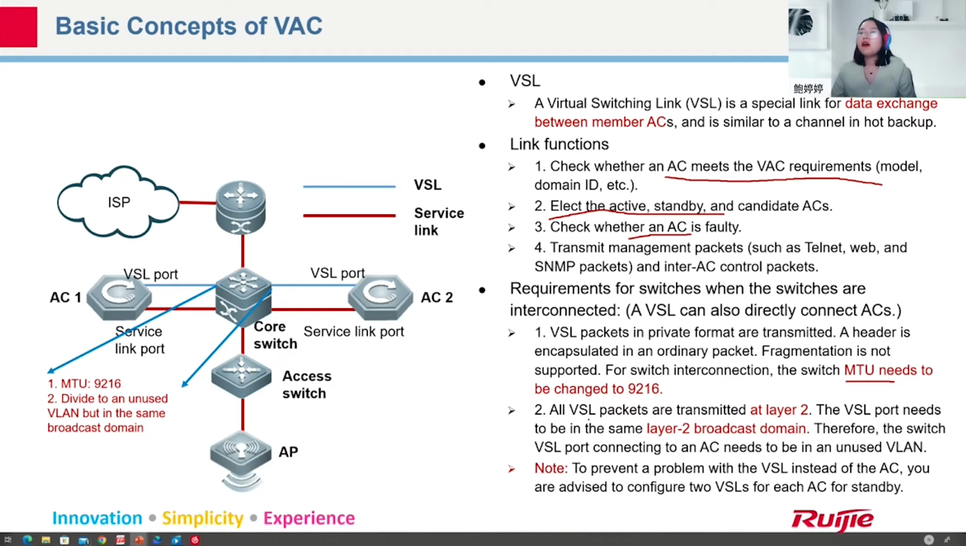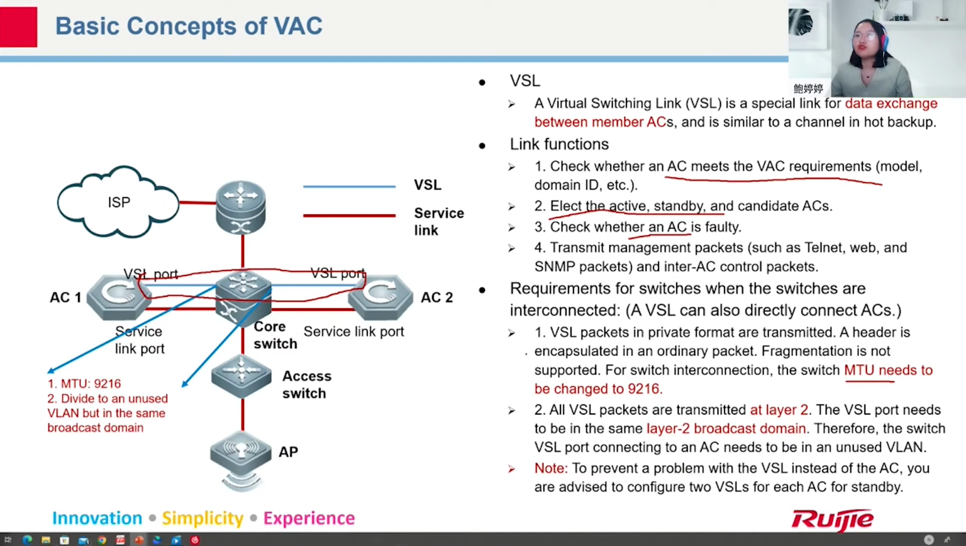And the other one: all the VSL packets are transmitted in a layer 2 network. So between them you have to design a VLAN specially for AC1 and AC2 to transmit this message. You cannot configure layer 3 functions here. You have to make the interfaces layer 2, in the same broadcast domain. For example, you can create a special VLAN used only for the VSL packets.